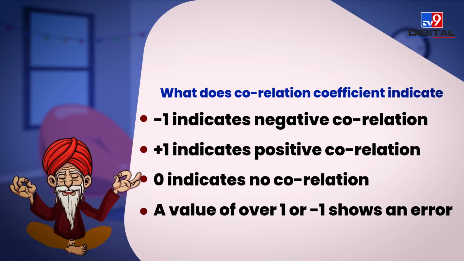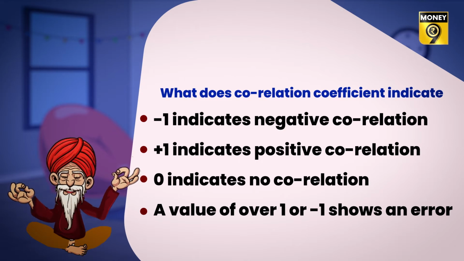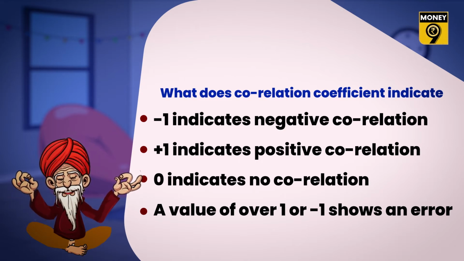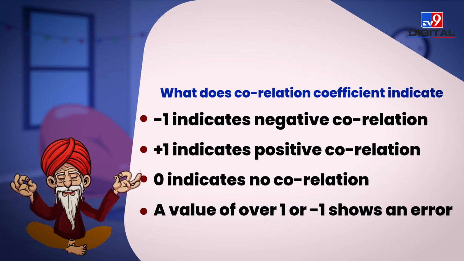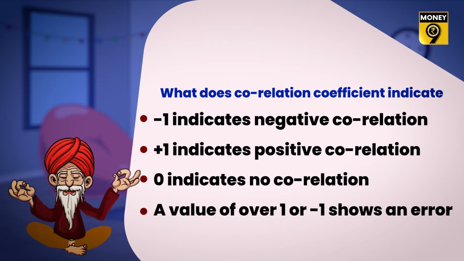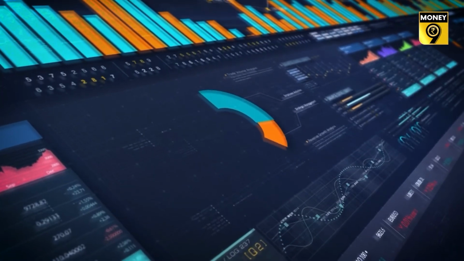If the correlation between two variables is 0, then it means there is no linear relation between the two variables. If you get a value less than -1 or more than +1, it means you have made a calculation mistake. This value is used a lot in finance and investing.